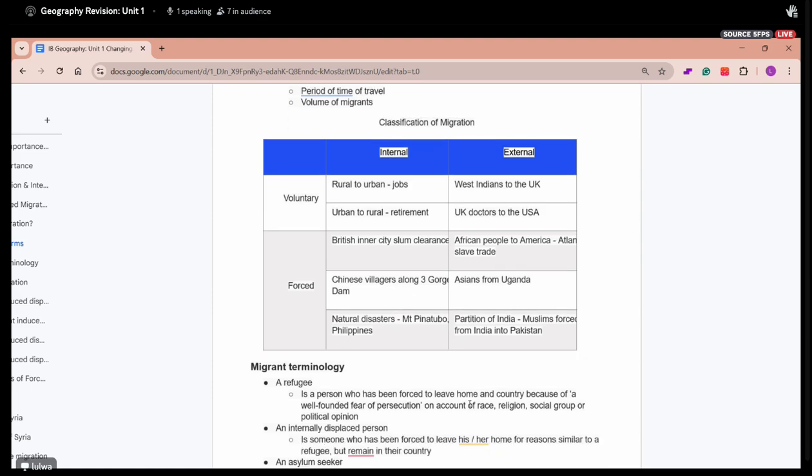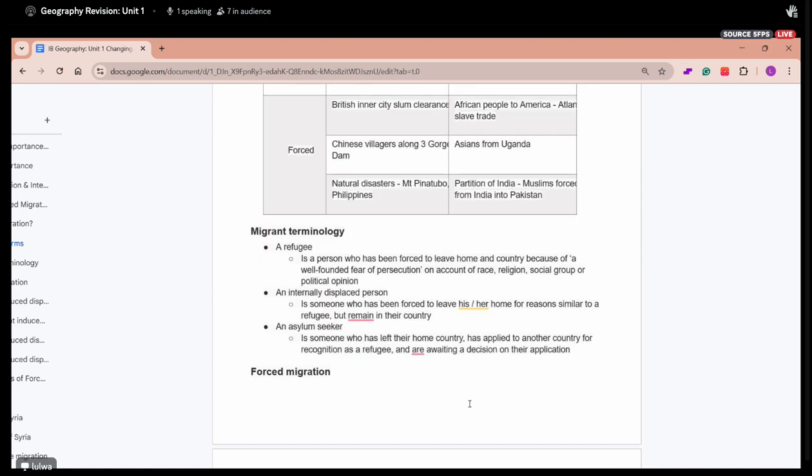So here are some more migrant terminologies. So there's a difference between a refugee, internally displaced, and an asylum seeker. A refugee is a person who was forced to leave their home because of a well-founded fear of persecution. An internally displaced person is someone who has been forced to leave their home, but they remain in the same country. An asylum seeker is someone who's left their country and is awaiting refugee status. So that's just the different labelings of different types of migrants.